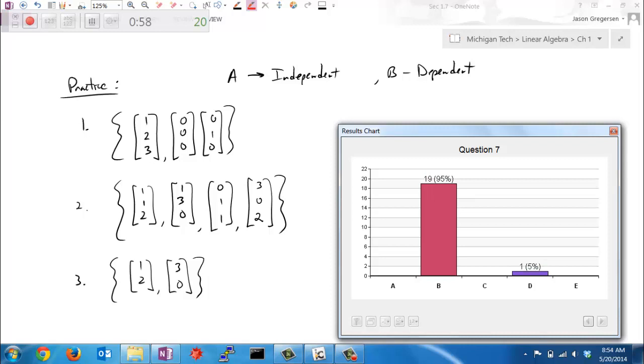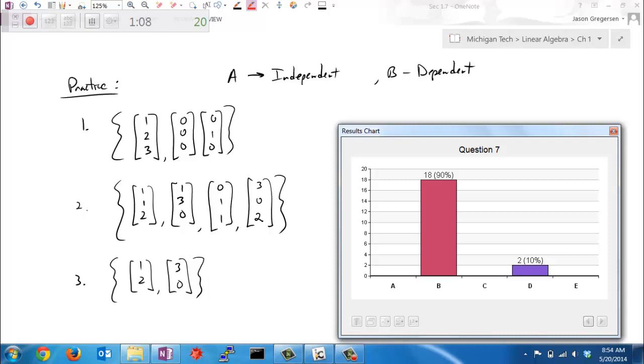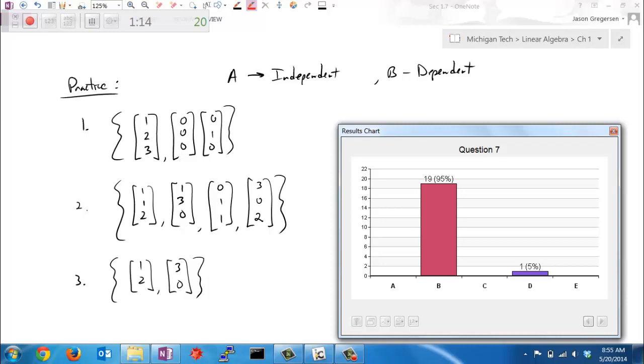We know that if columns are multiples, then right away those columns are dependent. But how can we go from rows being multiples to dependents as well? Yep, then we'll have a free variable, absolutely. Yep, so that's the next step, absolutely. Anybody else with another justification for this one?